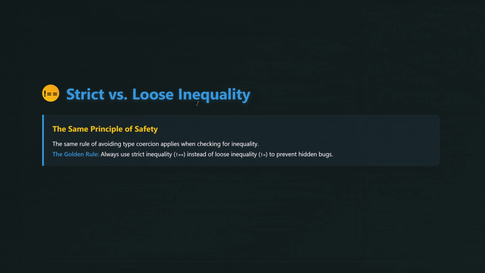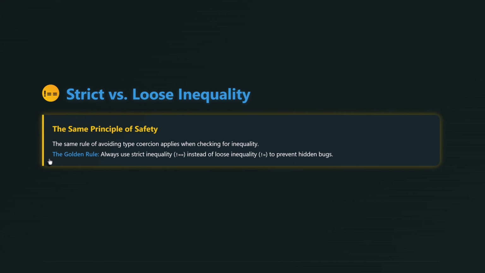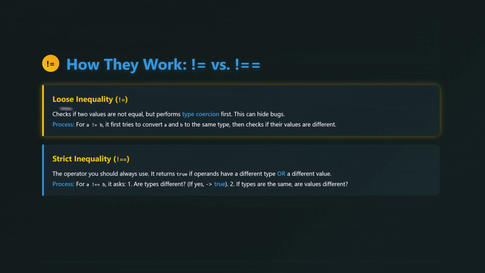Now, strict versus loose inequality operators. The same principle of avoiding type coercion applies to checking for inequality. Always use strict inequality instead of loose inequality. Loose inequality operator. This operator checks if two values are not equal, but also performs type coercion first. This can hide bugs again. For A != B, it first tries to convert A and B to the same type, and then checks if their values are different.